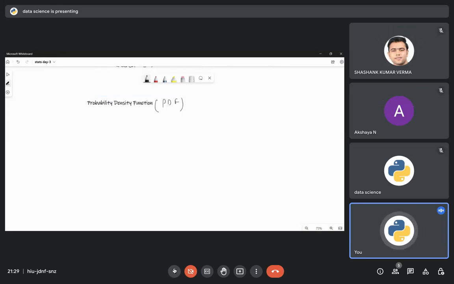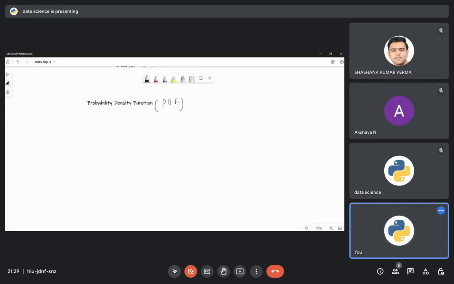The probability distribution function is the mathematical function through which the probability of occurrence of different possible outcomes in an experiment can be calculated. So what I said is that the probability distribution function is a function which helps us to calculate the probability of occurrence of different possible outcomes in an experiment. This is known as the probability distribution function.